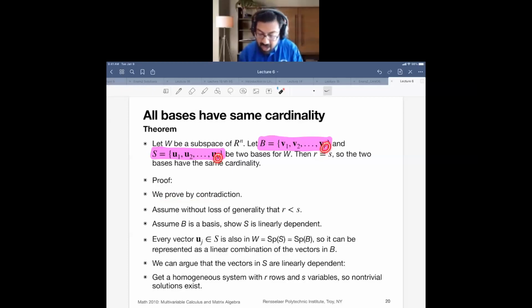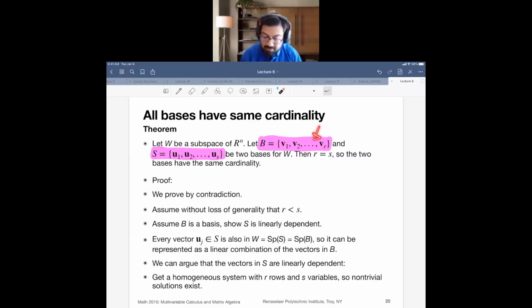You actually have R equals S. So what we'll do is we'll start the proof by contradiction. We are going to assume without any loss of generality that R is smaller than S, right? You could go the other way, but then you can switch around B and S as well. So we'll just start with R is less than S.